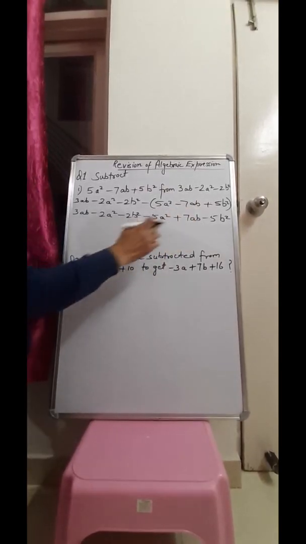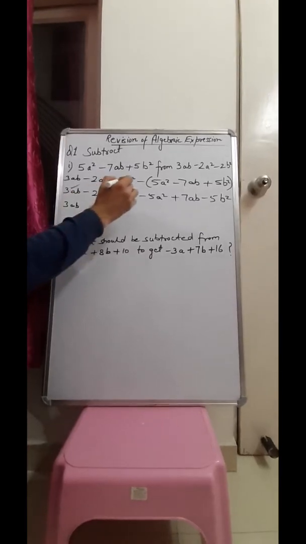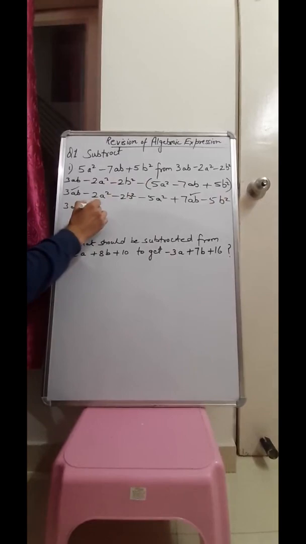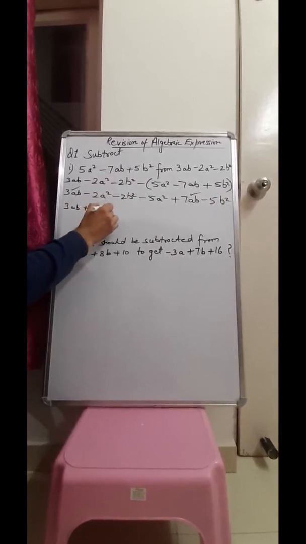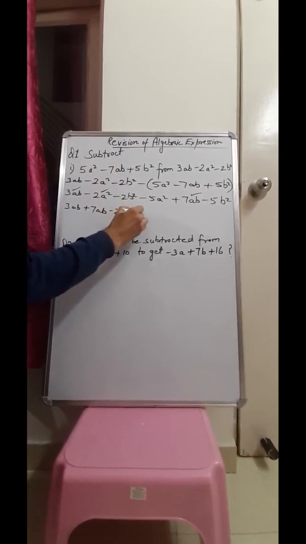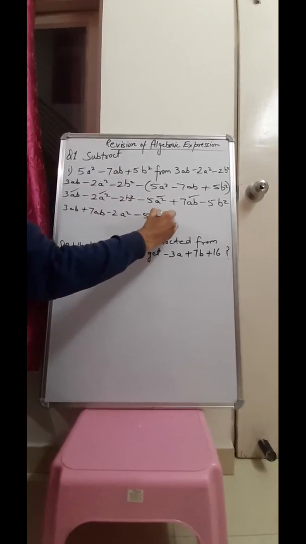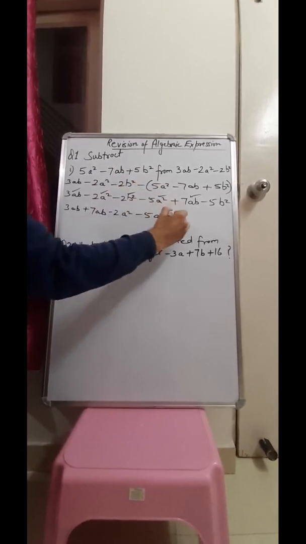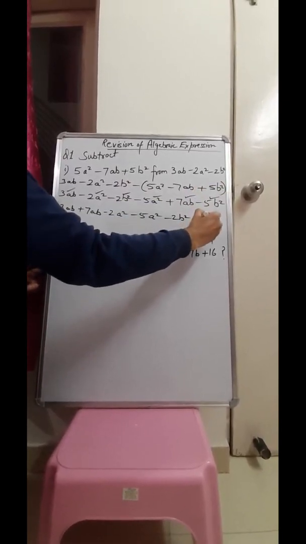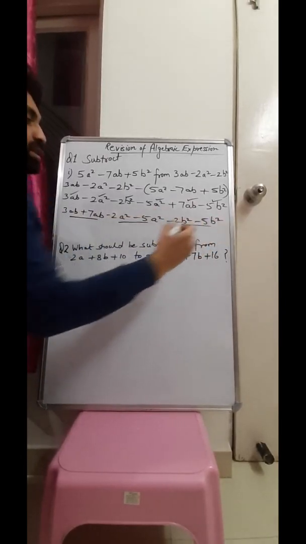So now after this I am going to arrange the like terms. This is 3ab. So here, is there any other like term? Yes, 7ab. So I am arranging the like terms. After this, next is minus 2a square, and still one minus 5a square is there. Now after this it is the turn of b square: minus 2b square and minus 5b square. So this is your like term, this is like term, and this is like term.